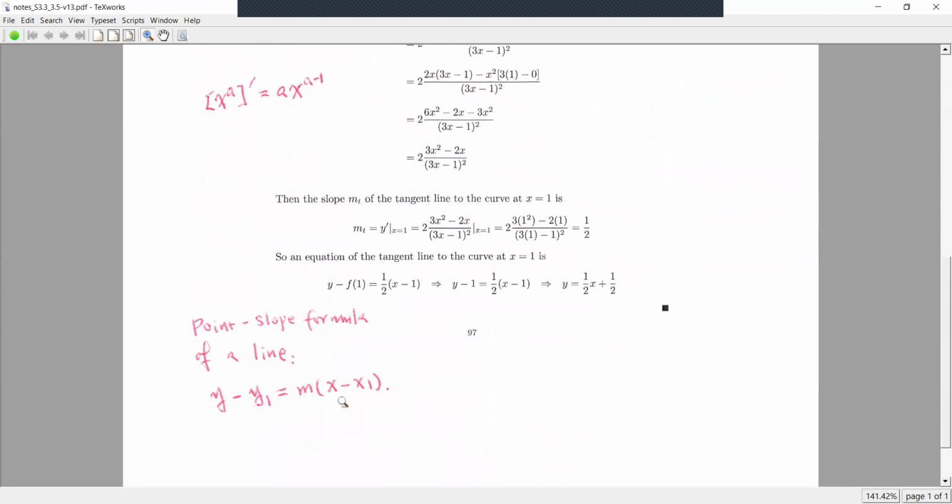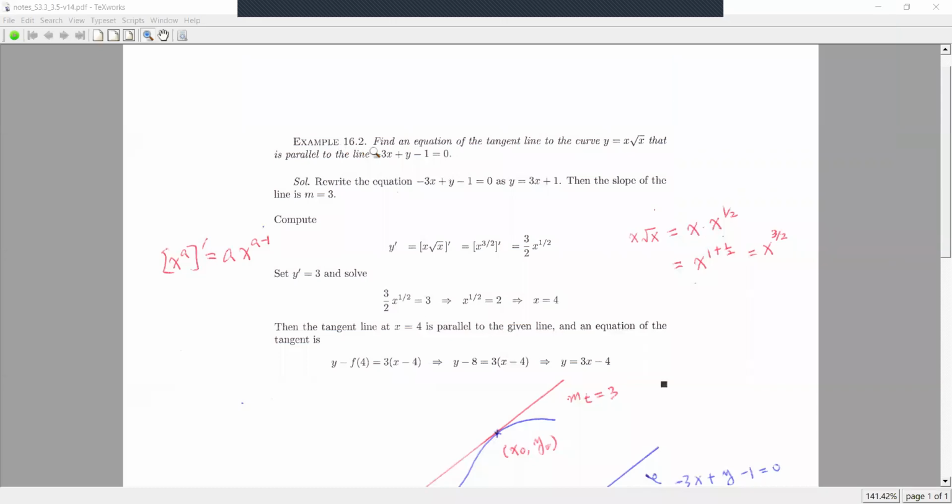By this formula, the equation of the tangent line at the point 1 is y minus y1 is equal to slope, parenthesis x minus x1. The function value at 1 is 1. Simplify this equation, then this is the equation of the tangent line at 1.